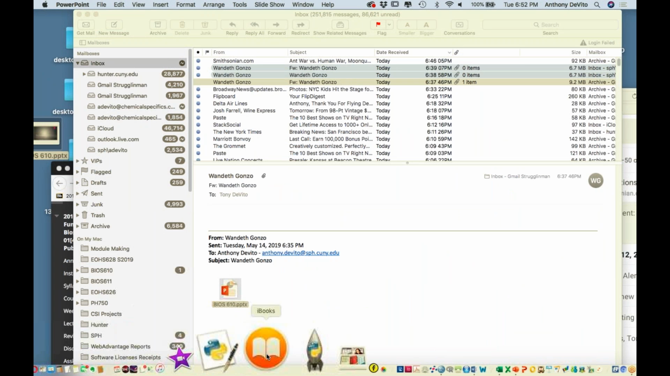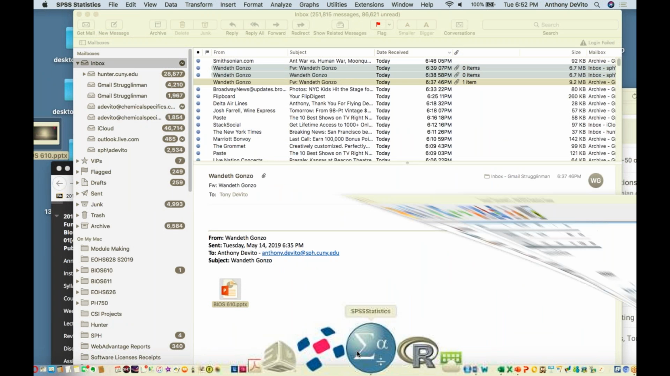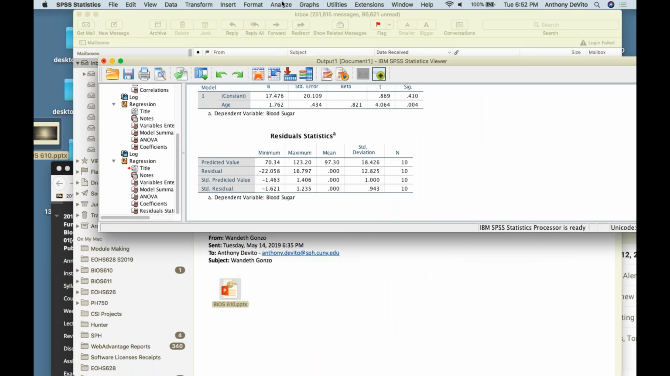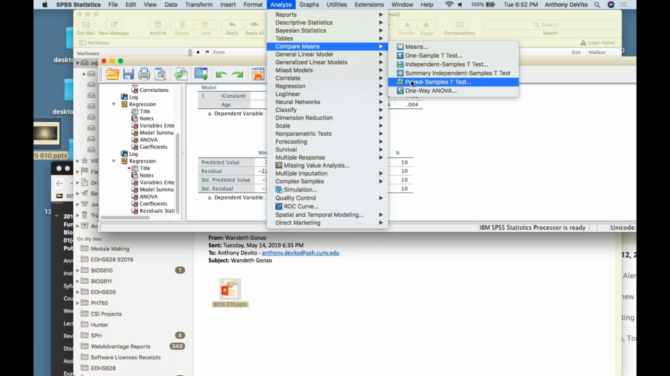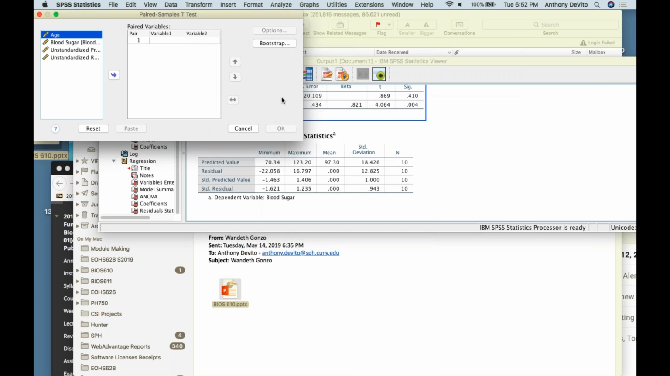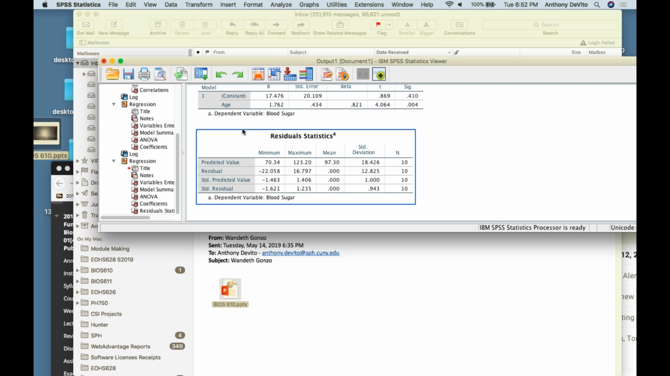So I still have SPSS open. You can go into Analyze, Compare Means, Paired Samples t-test, and what you would do is put in the pair, before and after. Let's see, I don't have data I can put in there. I'll tell you what, I'll email you, okay?